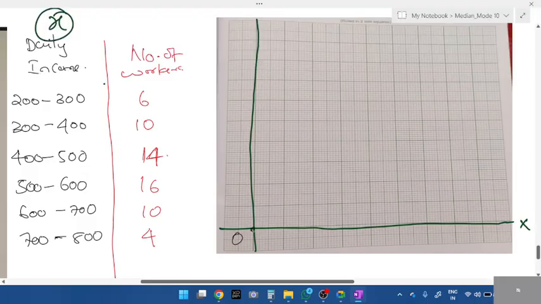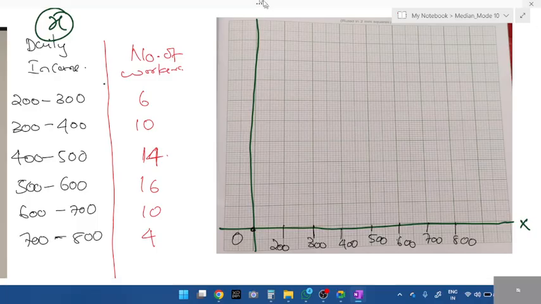So 0, wherever it meets, 0. First number we have 200. Next we have 300, 400. Count the number of values, students. 5, 6, 7, 8. Yes. 500, 600, 700, 800. Be quick. First complete the x-axis. Then I'll tell you for y.